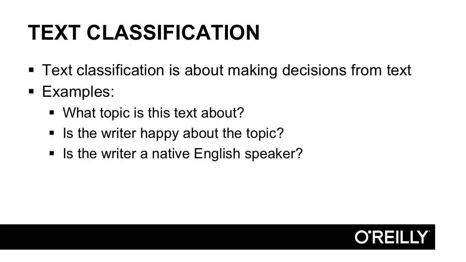So text classification is about making decisions from text. One example might be you have a bunch of text and you want to know what it's about. You want to map it to some fixed set of categories. Or it may be a binary decision like, is the writer happy about this topic? Or is the writer a native speaker of English?